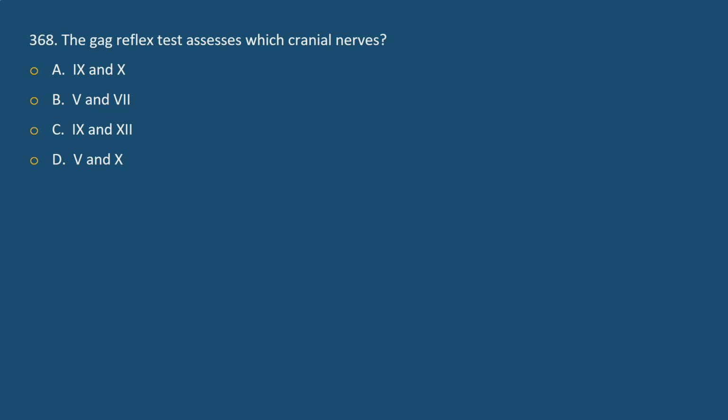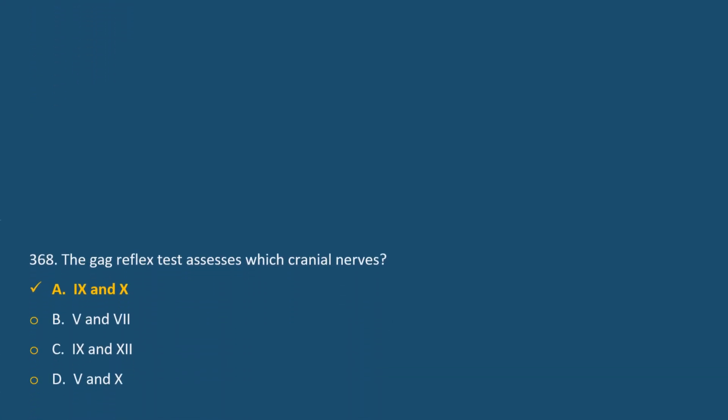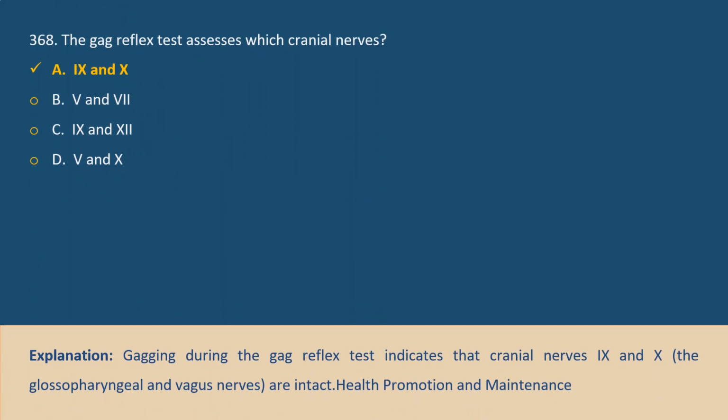Question 368. The gag reflex test assesses which cranial nerves? A. 9 and 10. B. 5 and 7. C. 9 and 12. D. 5 and 10. Answer A. Explanation. Gagging during the gag reflex test indicates that cranial nerves 9 and 10, the glossopharyngeal and vagus nerves, are intact. Health promotion and maintenance.